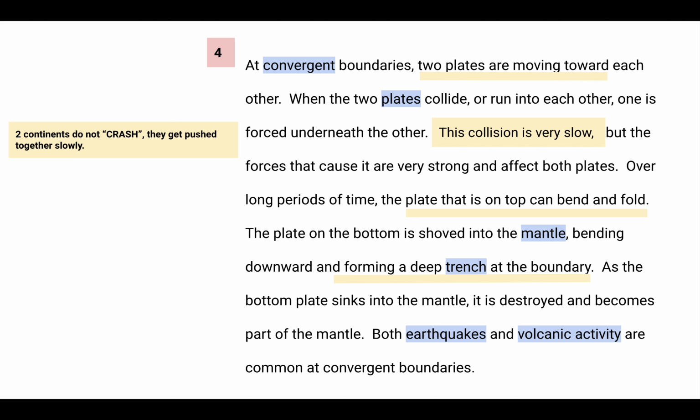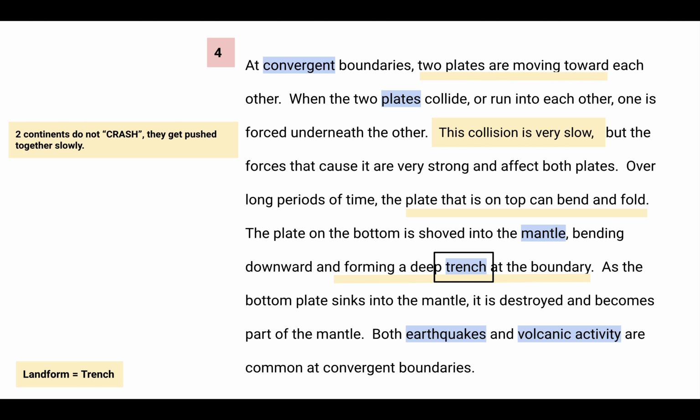That V, that really deep V, is a trench at the boundary. So it's much deeper than a channel. It's very deep. As the bottom plate sinks into the mantle, what happens to it? It is destroyed and it becomes part of the mantle.